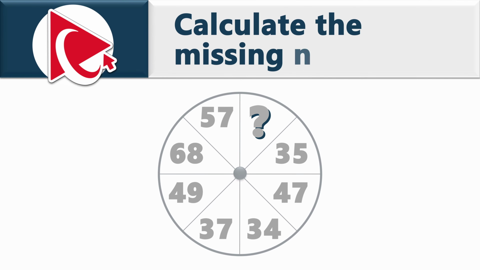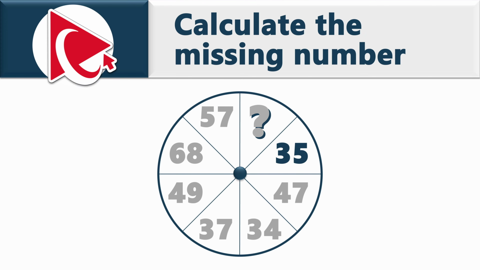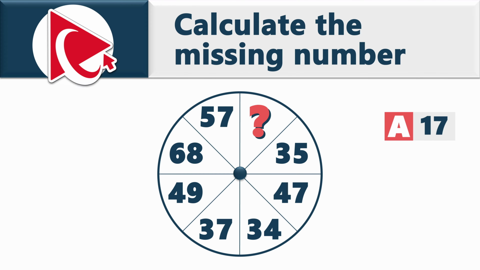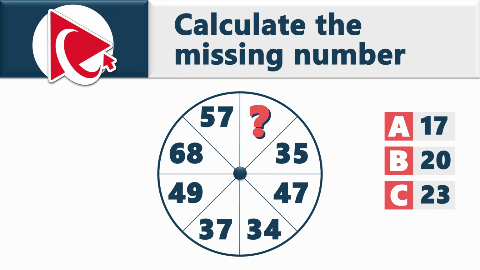You're presented with a circle, which is broken down into 8 equal parts. Each section in the circle has a number inside. The numbers are 35, 47, 34, 37, 49, 68, 57, and then comes the missing number, which you need to calculate and select out of 4 possible choices. Choice A, 17, choice B, 20, choice C, 23, and last but not least, choice D, 25.